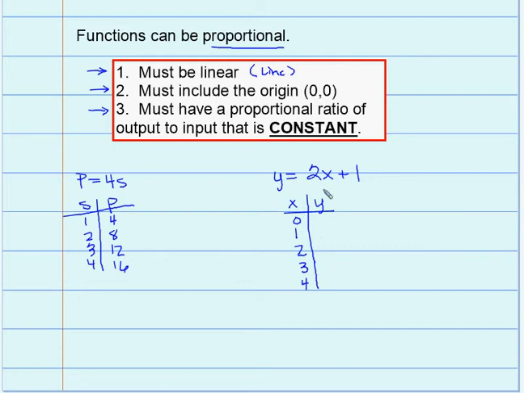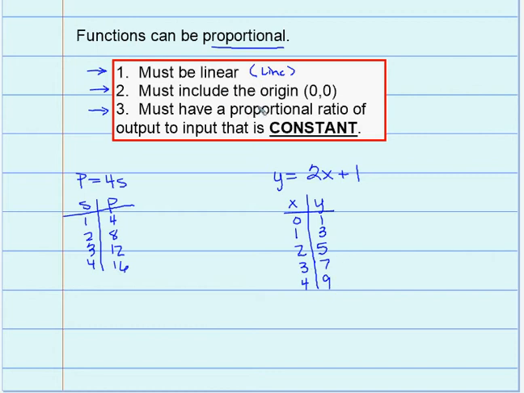When you put 0 in for x, 2 times 0 plus 1, our output is 1. When I put 1 in for x, I get 2 plus 1 is 3. When I put 2 in for x, I get 2 times 2 is 4 plus 1 is 5. When I put 3, I get 7. And when I put 4, I get 9.